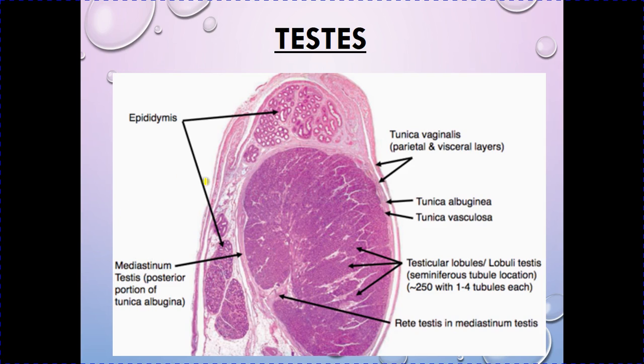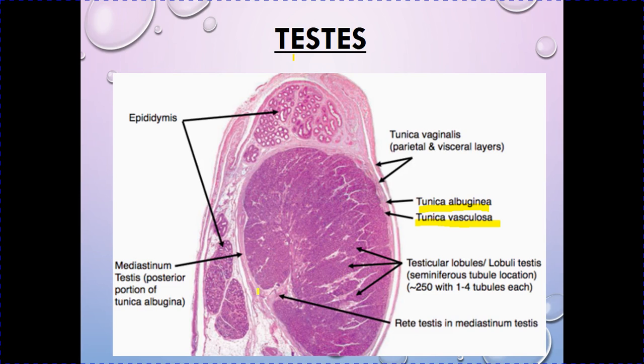This is a microscopic, histological image of the testes. A cut section has been taken, and in it you can see a capsule called the tunica albuginea. Beneath the tunica albuginea, there is a layer of loose connective tissue containing a network of blood vessels called the tunica vasculosa. So this is the tunica vasculosa.